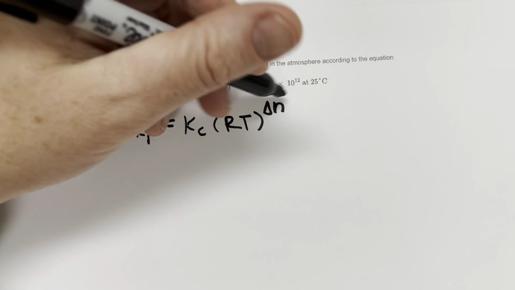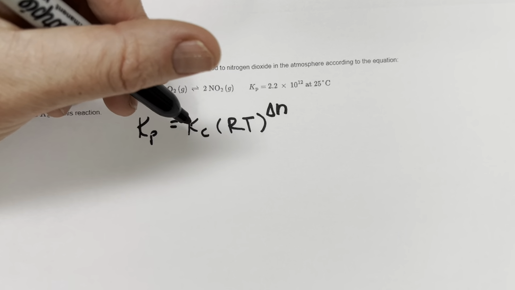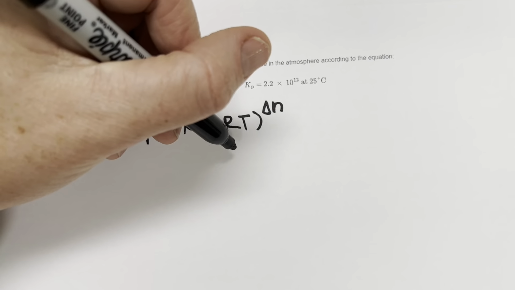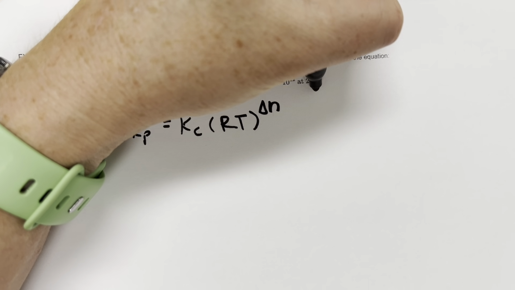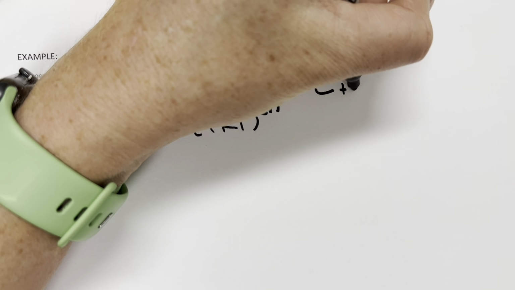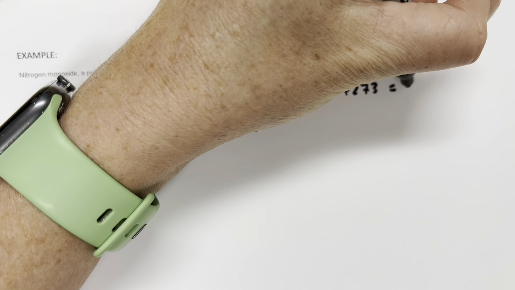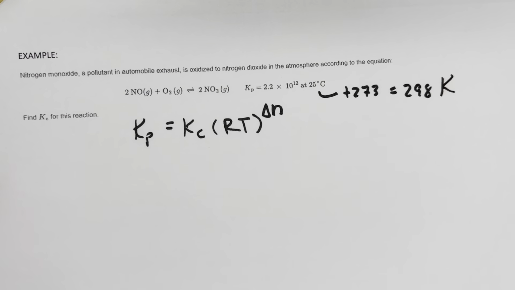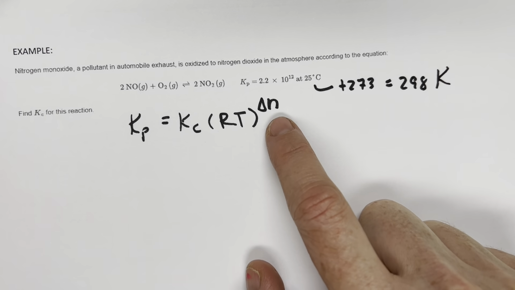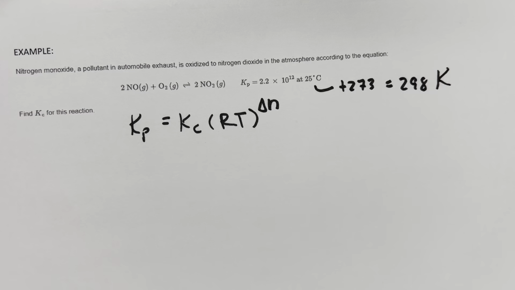We know Kp, it's right there. We're solving for Kc. R, we know that's the gas constant. T, we also know it's 25 degrees Celsius, but remember, we want to add 273 to that to put it into Kelvin. And then the change in moles of gas. That's the one thing that I want to spend a little bit of time on here.